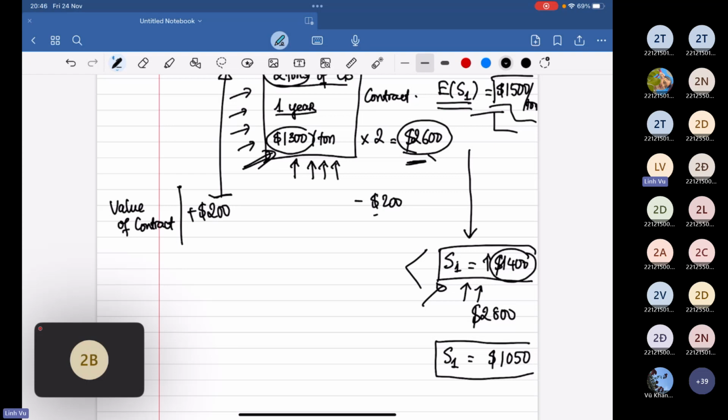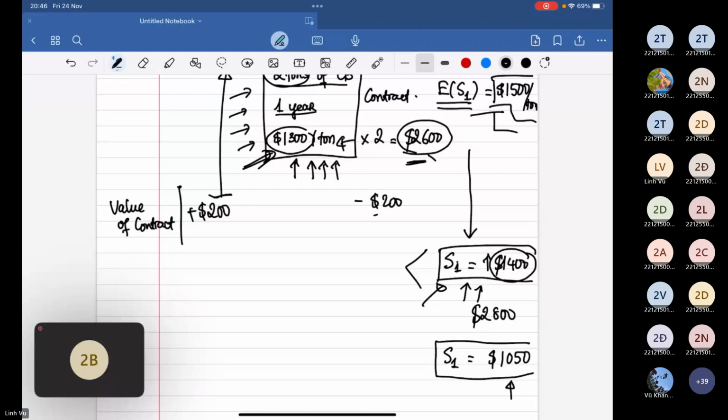So you understand that $1,300 is something already fixed for both parties in this case, okay? No matter about the fluctuation of market price of coffee beans. So if the coffee beans in the market after 1 year traded at the price of $1,050, in this case, party A still has to pay $1,300 as promised.